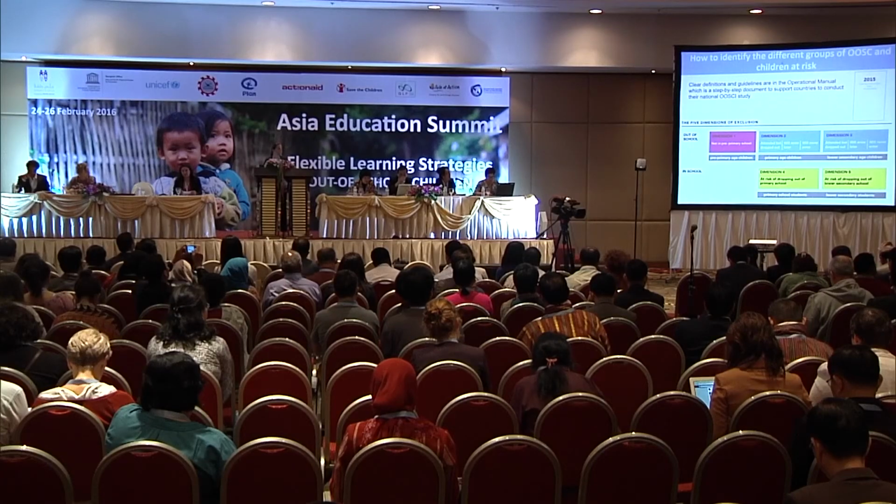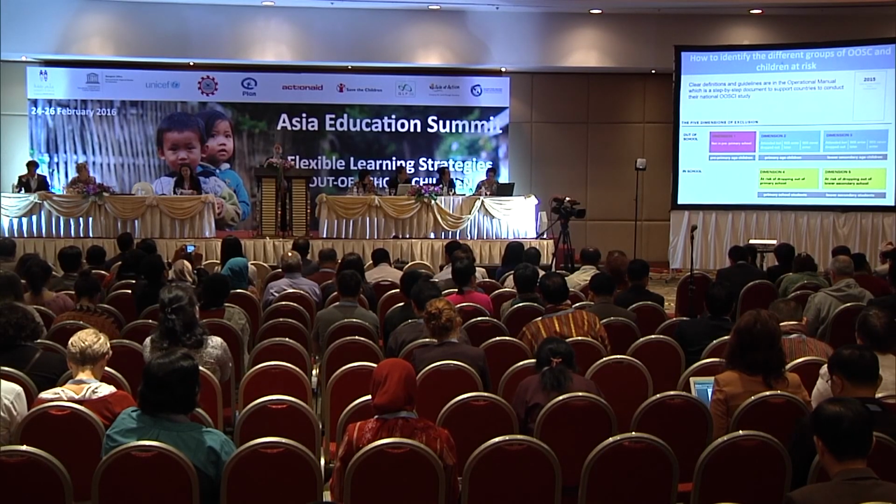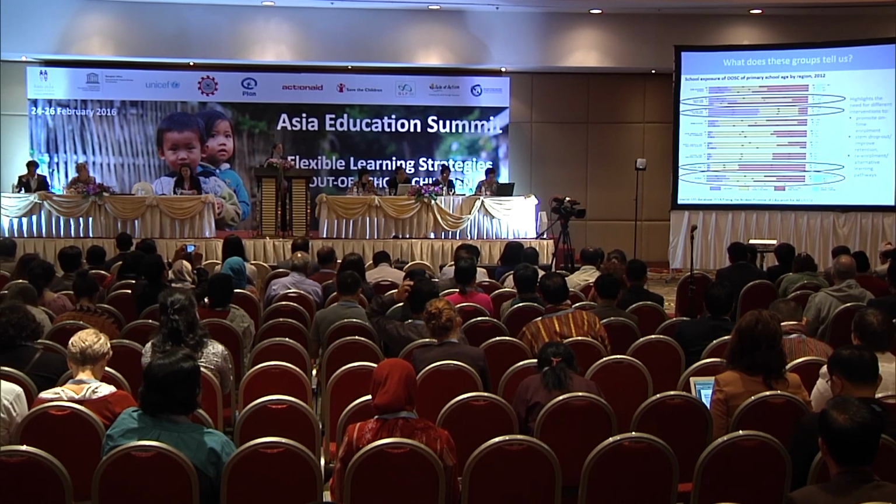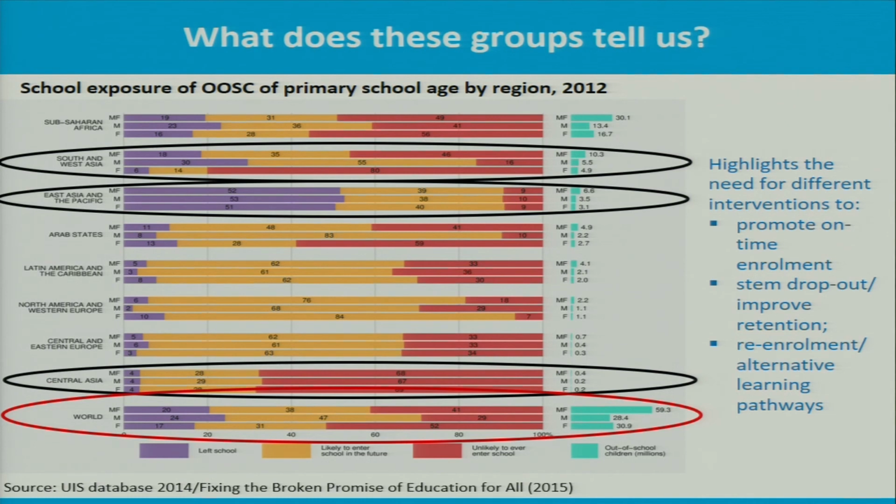The out-of-school children can have different school exposure. They can have been in school and dropped out. They can have the probability of entering before the age of 17, or they can have the probability of never entering school. And this was a new approach. This was never done before. And this helped us in knowing which group and how to target the different policies that we want to implement.